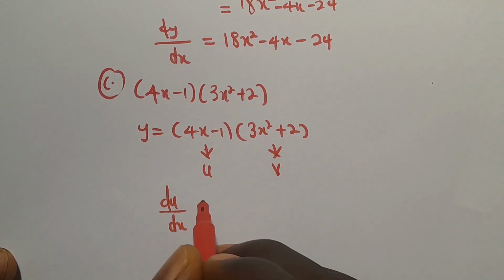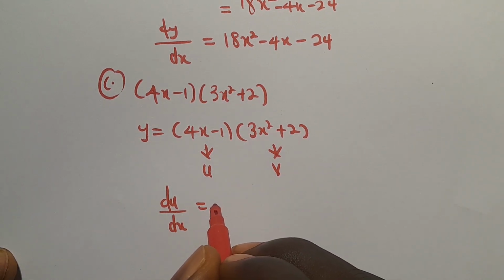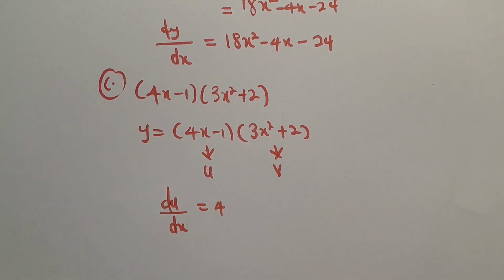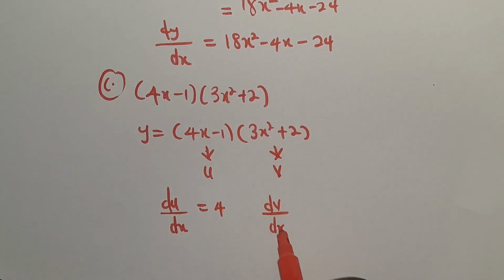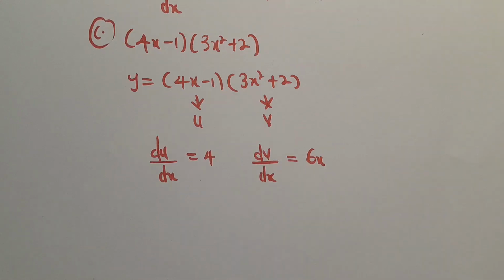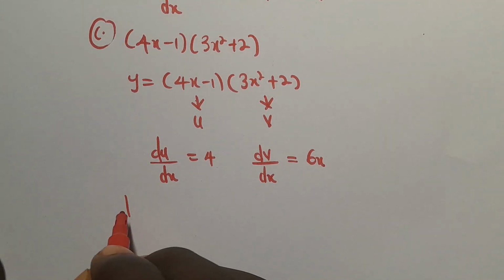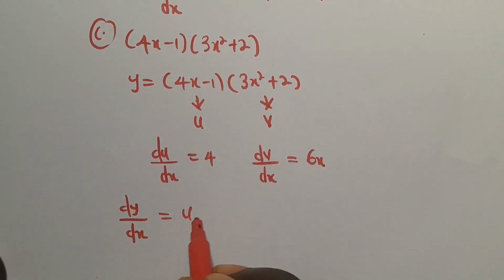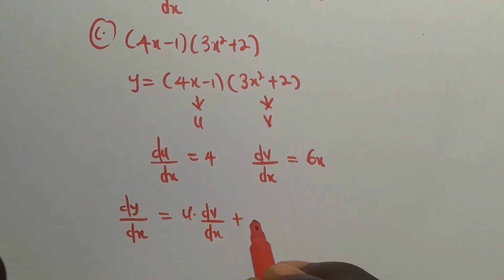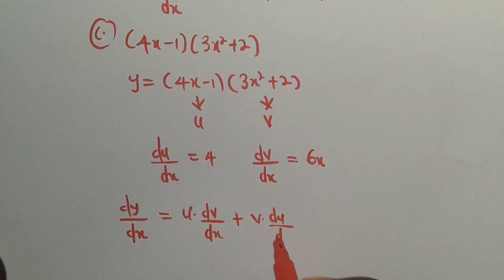du/dx will be 4, and dphi/dx will be 6x. So by so doing, let's substitute everything into the general expression of the product rule in calculus. We have dy/dx equals u dphi/dx plus phi du/dx.